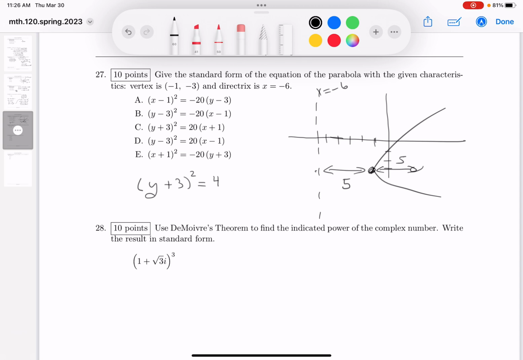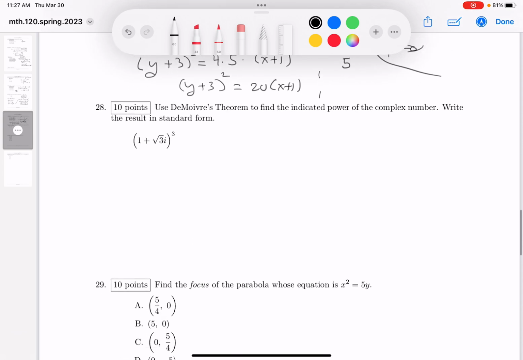Now 4 times 5, and then it's going to be x plus 1. Now let me clean up a little bit. y plus 3. They want standard form. And multiply the 4 times 5, it's 20, and you get x plus 1. Let's look in the key, see if I see that. And I think I see it. Yeah, I think I see it. It's letter C. All right? So it's y plus 3 quantity squared equals 20 times x plus 1.